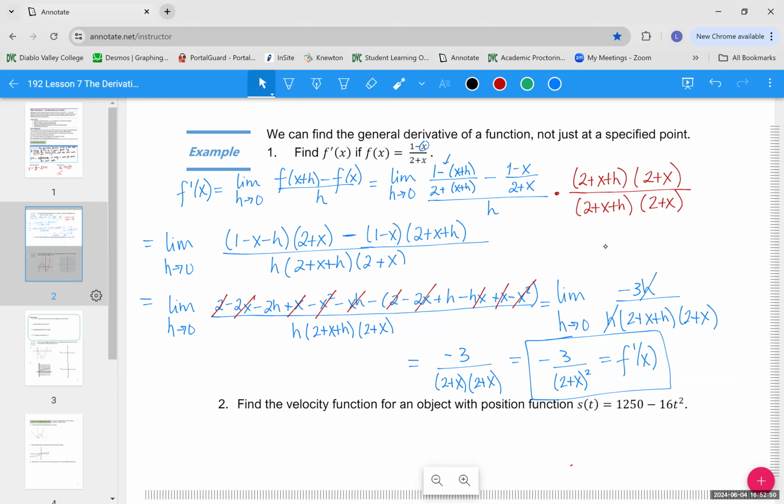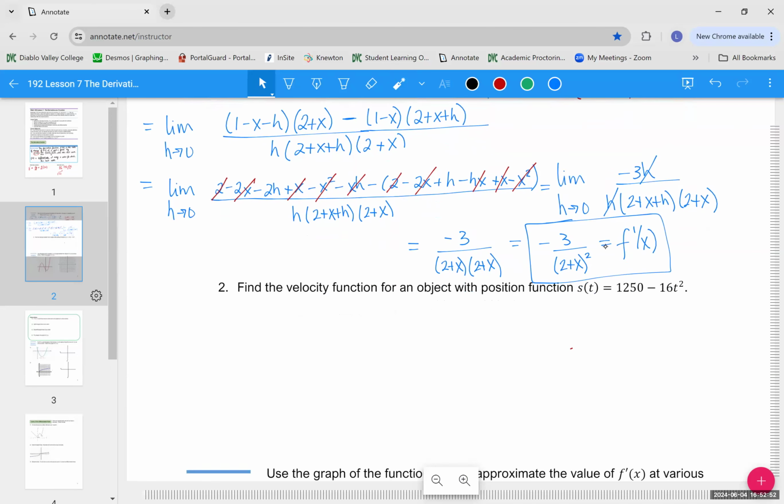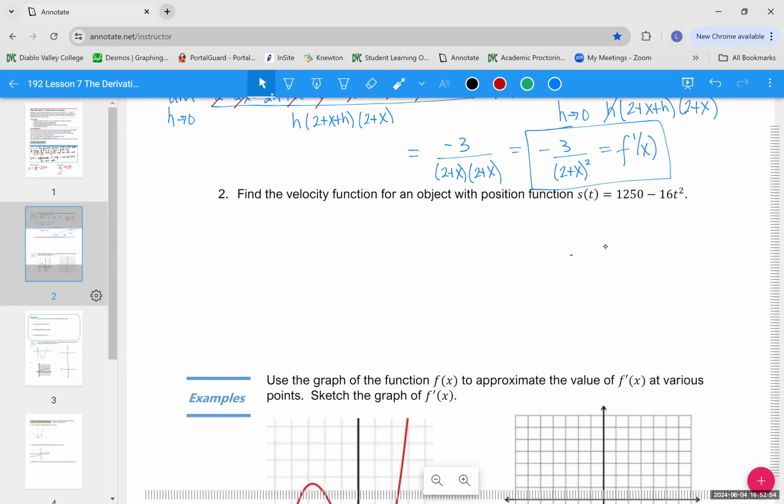But the next one is pretty much the same idea. It's just that now I'm giving you a position function, and you're supposed to find the velocity function. As we studied in lesson 6, velocity is the derivative of position. So give it a try, same process. I want you to pause the video and see what you can do, using the given s function to find the derivative, which is the velocity function.